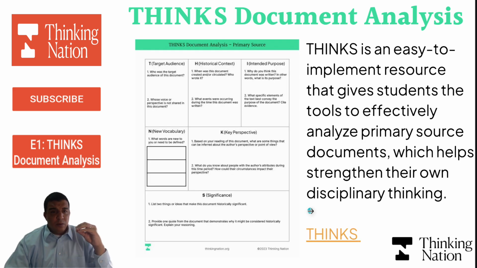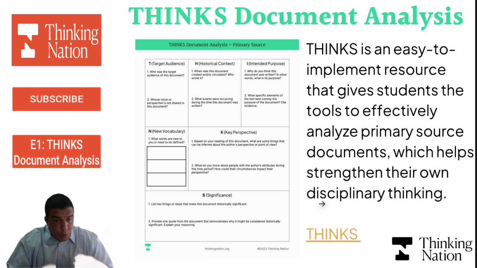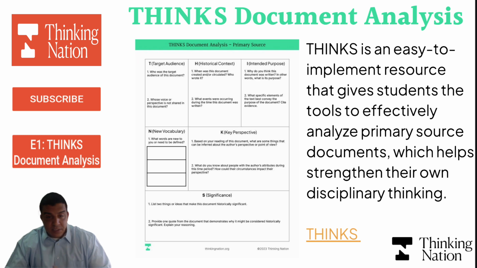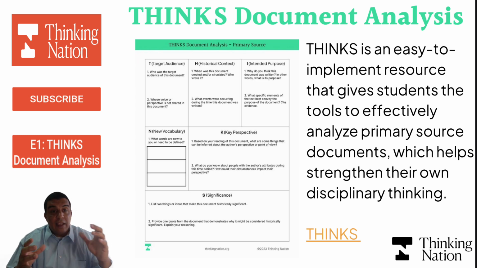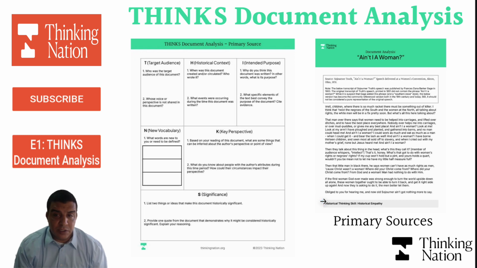Now, we know that Thinks is a strategy that can be used repeatedly with students. What changes is the document or the thing that the students are analyzing, but the process remains the same. At the very beginning, yes, you go through this process with the students, and maybe a second time, but after the third or fourth time, the students begin to get it. You give them a primary source document, a secondary source document, or a visual, and they can go through it using Thinks.